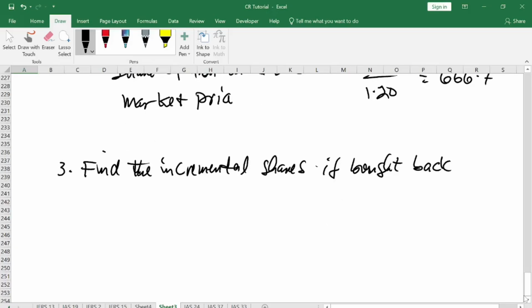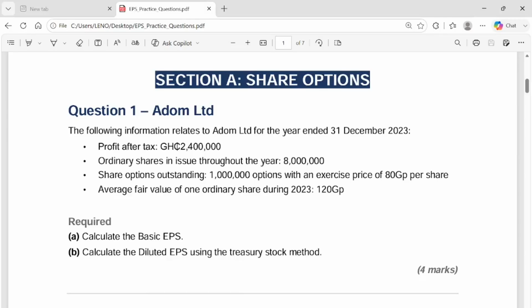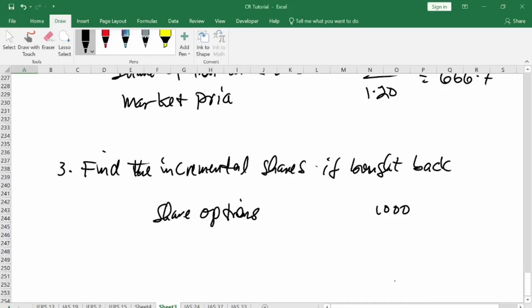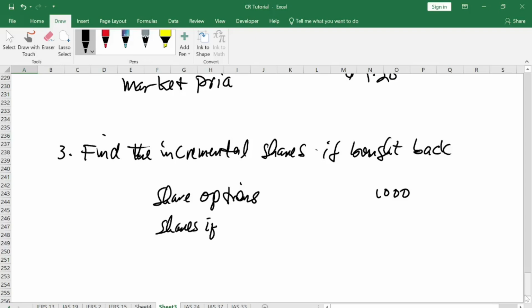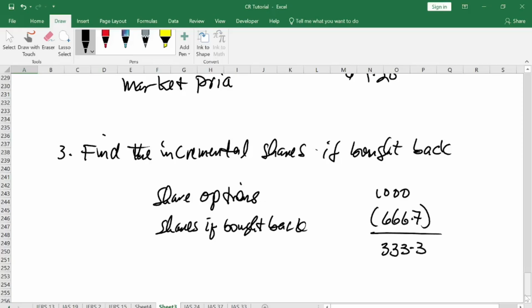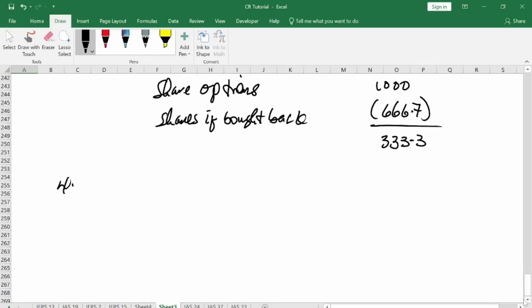Now that we've determined our number of shares, three, find the incremental shares if bought back. You take your share options as given, 1,000, then you less the shares bought back, 666.7. That gives you 333.3.